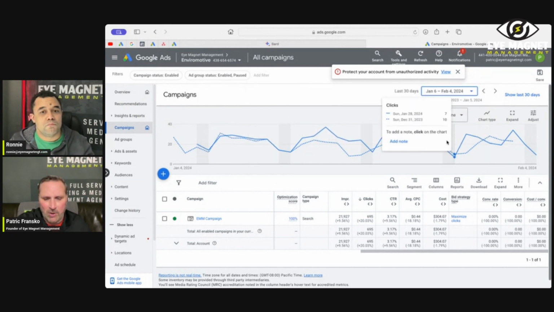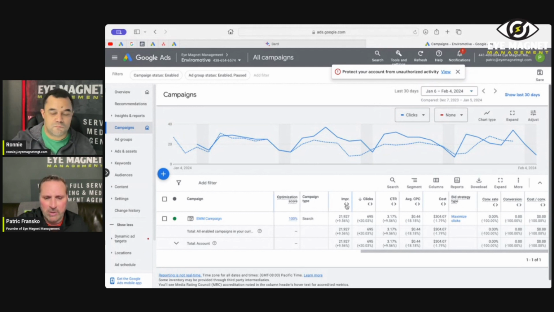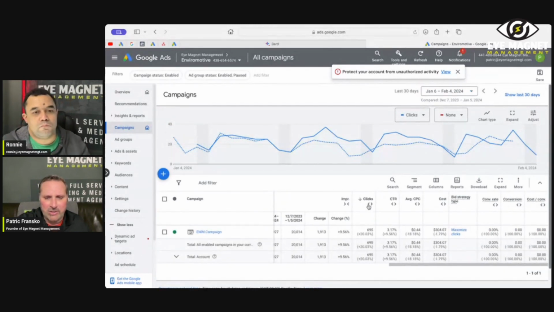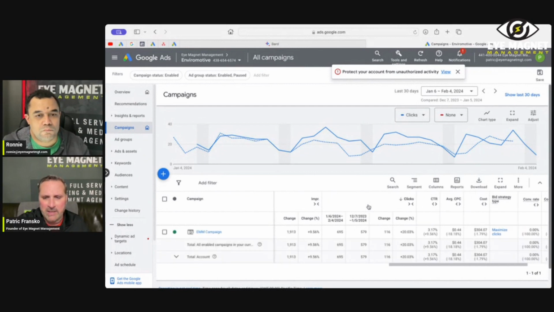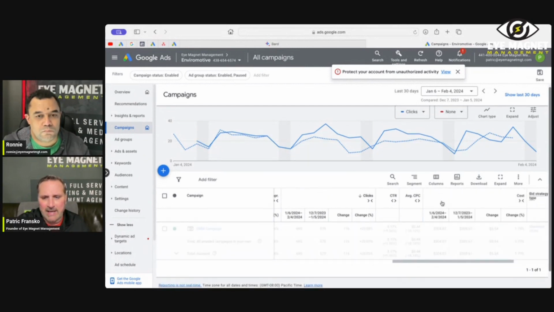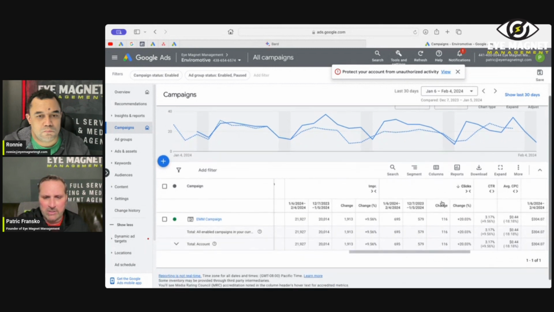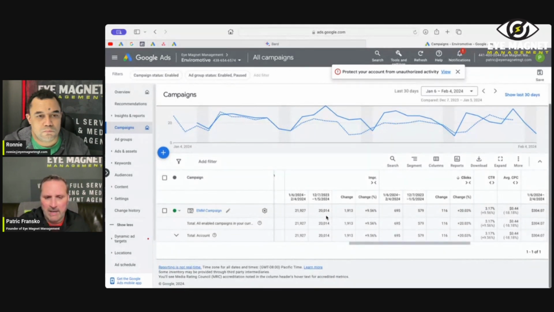This is the results that they're getting for the last 30 days. We have it pulled up, comparing it to the prior 30 days. So you could expand these down here to show clicks, impressions, cost, things like that. We'll just spread out a couple of them. So you'll see the impressions, the 30 days prior to these 30 days, the total was 20,000. Now they're at 21,927. So a 9.5% increase in impressions.